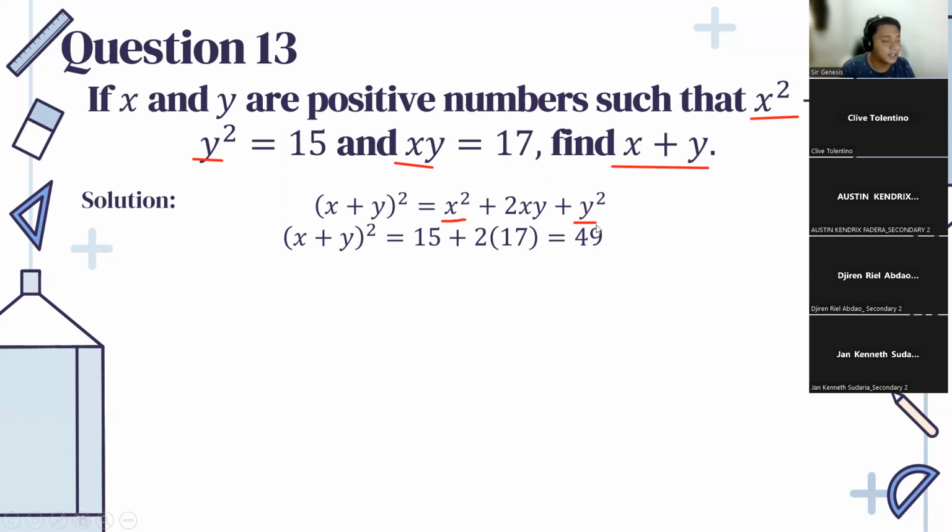So it's not yet the answer because we still need to get the square root. Now, getting the square root, you will have x plus y is equal to square root of 49, which will give you 7. So the first question is, why is it not negative? Because x and y are positive. So if both are positive and you are to solve for the sum, then the sum must also be positive. So in this case, we have 7. So that is number 13.